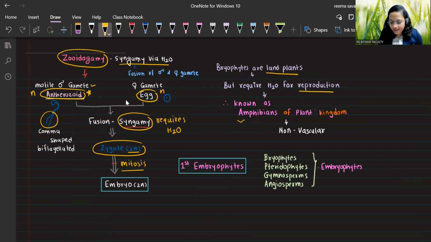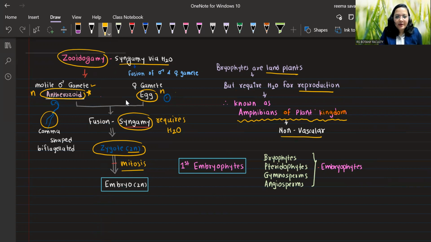So they are known as amphibians of the plant kingdom. And which type of amphibian? Non-vascular. So if the question asks for amphibians of the plant kingdom, what will you write? You will write bryophytes. Here I have written that from bryophytes onward, all 4 plant groups, plant divisions, are embryophytes.